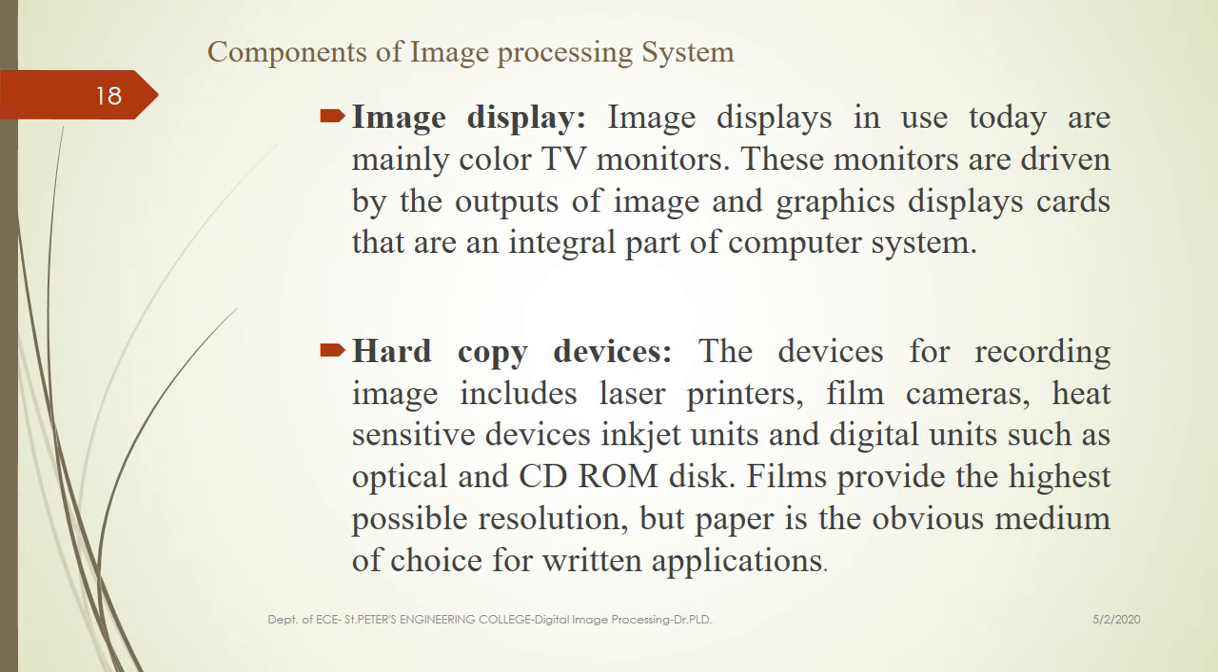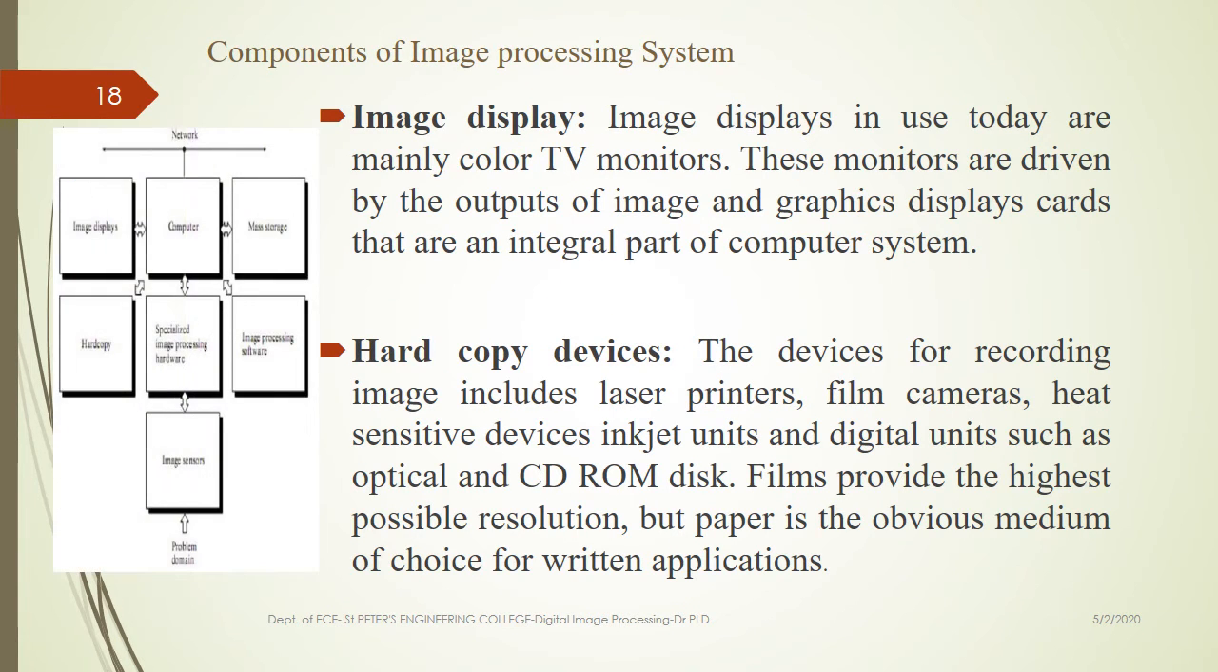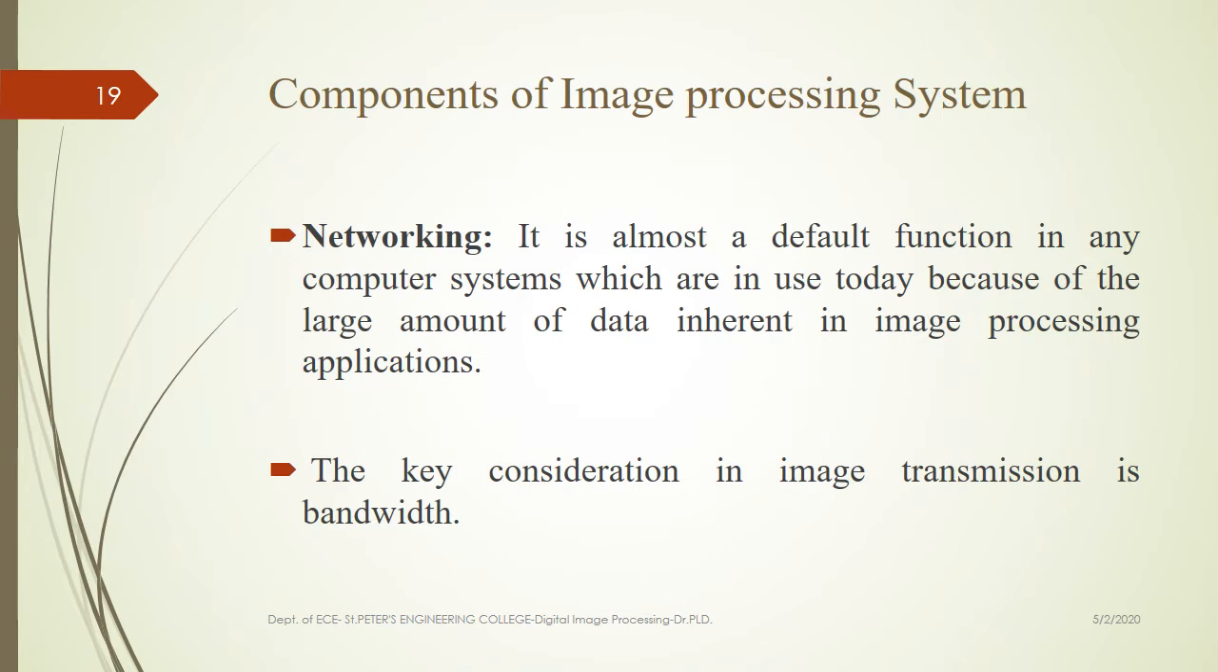If you observe this block diagram, networking plays a major role in computing as well as in connecting all these components of the image processing system. Even though the problem domain is the input to this system, without a proper network in between, it's not possible to communicate from one block to another. That's why networks play a major role in communication between the components. It's almost a default function in any computer system in use today because of the large amount of data inherent in image processing applications.